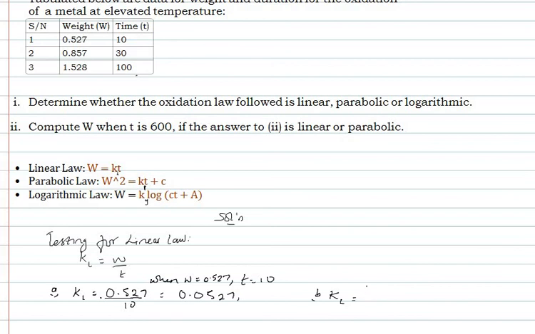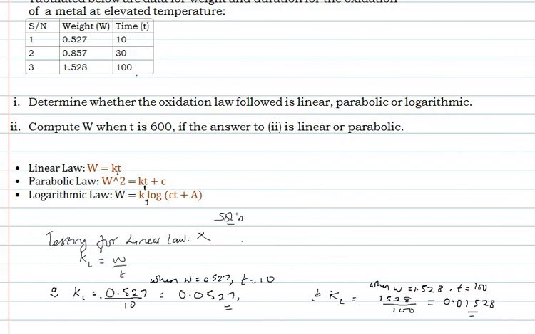Here when W is equal to 1.528 and our T is equal to 100, our KL is going to be equal to 1.528 divided by 100. And for this, we just simply move the decimal point 2 places backwards, giving us 0.01528. Now you compare this and this. Are they similar? Are they the same? No. Even when you round this up, it will be 0.02, not 0.05. So you can say that it's not linear law.